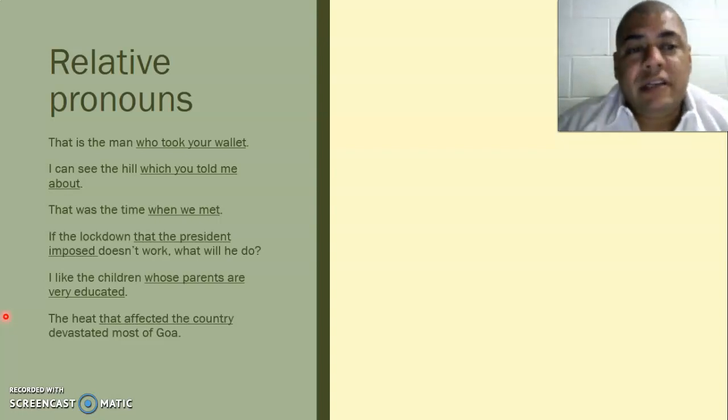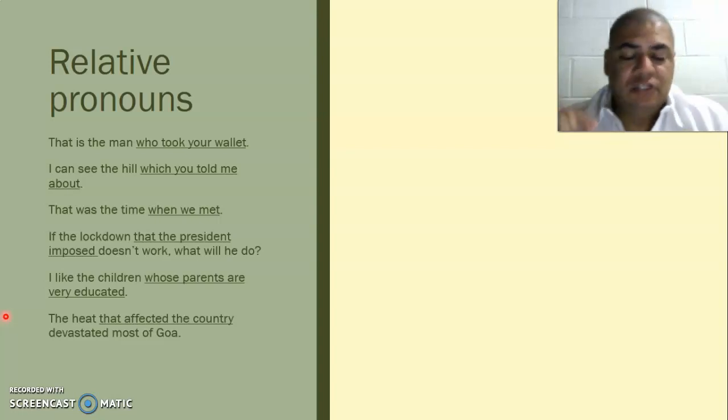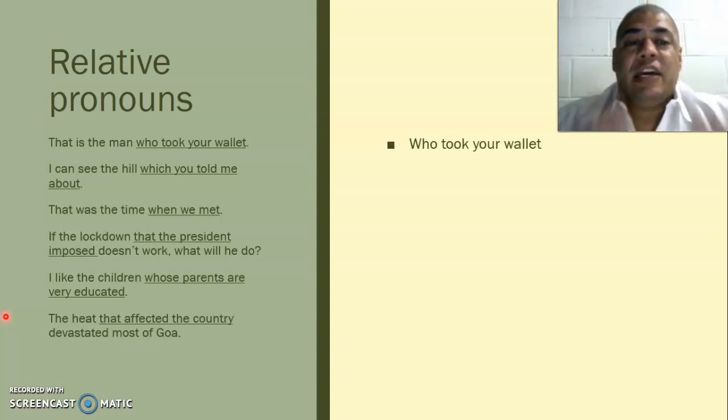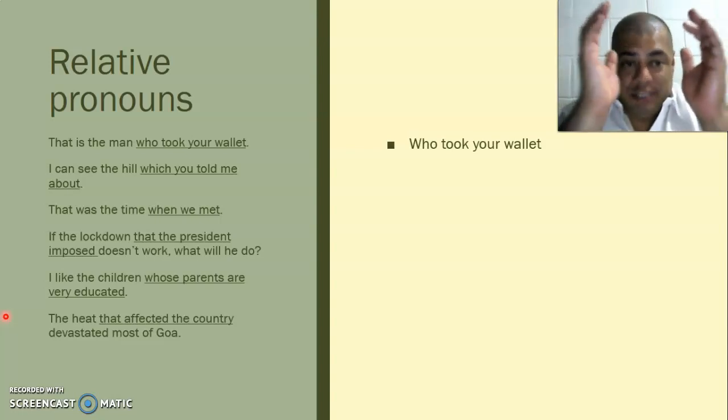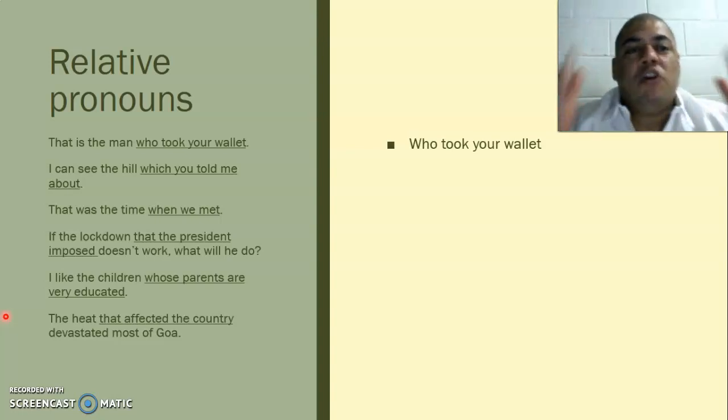Now, in order to identify them, it's not that difficult. But to identify what role these words are performing, it gets a little trickier. Now, I advise that to identify the role that the relative pronoun is performing, you extract the clause. You take the clause from the sentence and forget about the rest of the sentence and only pay attention to the clause. Okay?